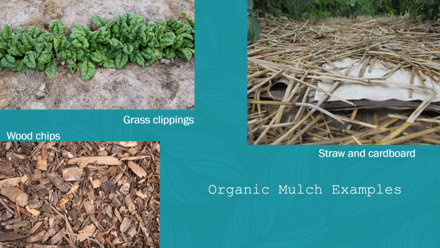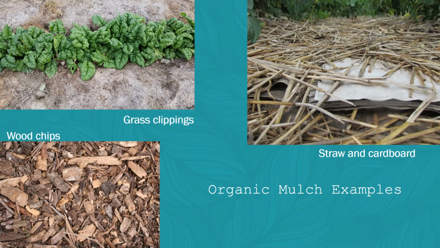Mats, squares, and rolls are also available from such materials as cocoa fiber and burlap. A combination of several layers of newspaper covered by organic material has shown promise as a summer mulch. Use papers with black ink rather than colored ink. Most black ink used for newsprint is soy-based.